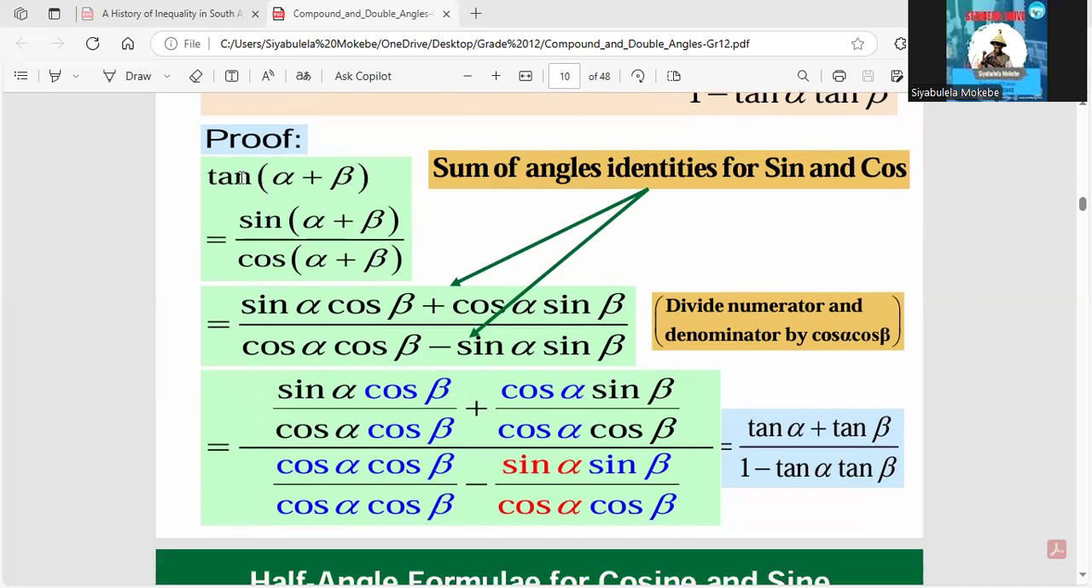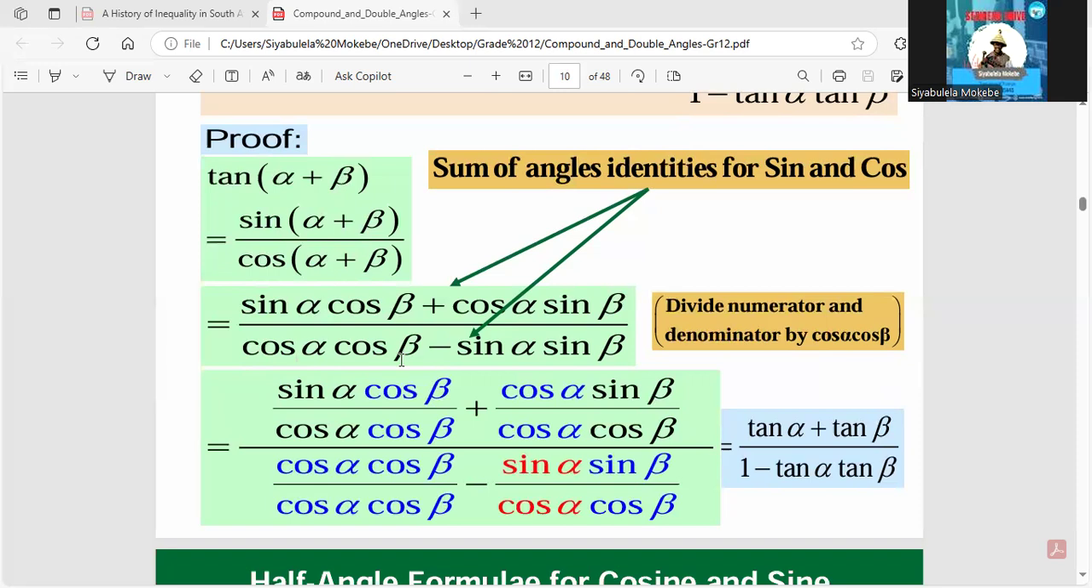So the left-hand side is tan(alpha plus beta). We know that tan can be written as sine over cos. So it's sine(alpha plus beta) over cos(alpha plus beta). Then we expand those, right? Then from there, we divide every term by cos alpha cos beta. So we're going to divide by cos alpha cos beta.